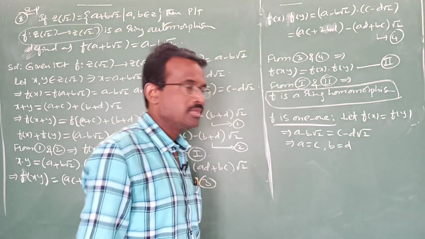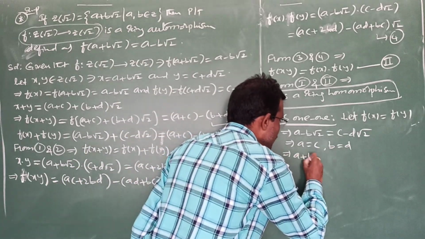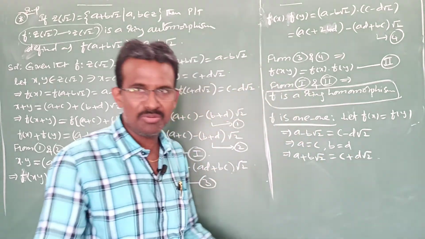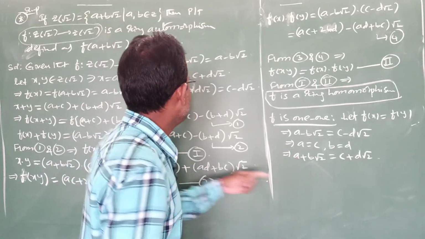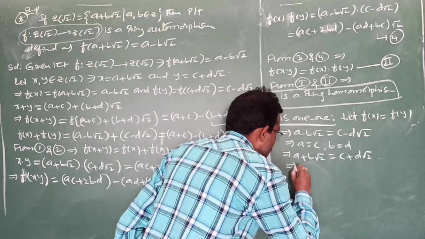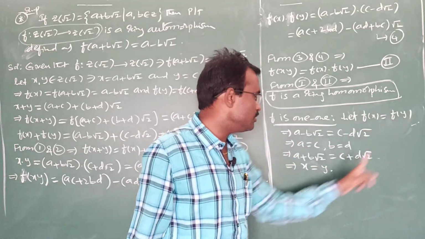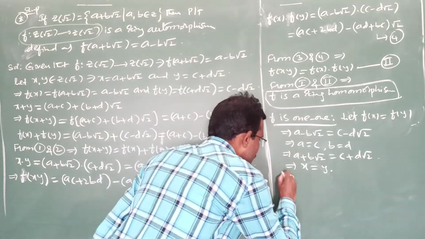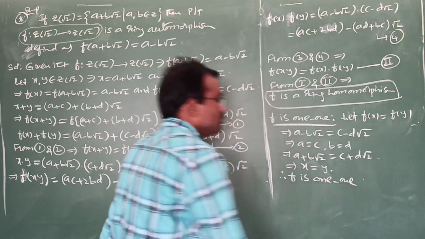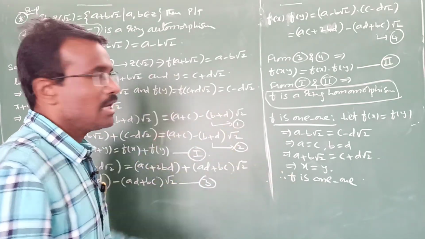Is there any problem? Whenever a equals c and b equals d, is a plus b into root 2 the same as c plus d into root 2 or not? Absolutely, right? But what is a plus b root 2? X, and c plus d root 2 is y. Here we got x is equal to y. Initially we took f of x equal to f of y, and using that we proved x equal to y. Therefore f is 1-1. Yes, suppose in the question they want just monomorphism, stop here. But you need onto also.